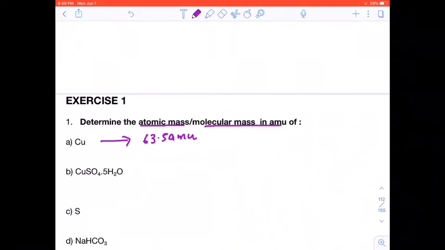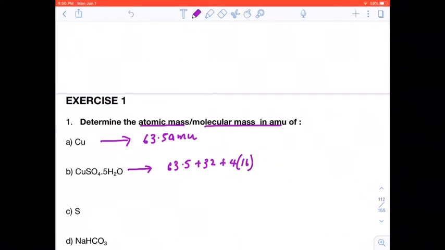What is the molecular mass of copper sulfate pentahydrate? If we look at this in a periodic table, we see that copper is 63.5. If we look at sulfur, we know sulfur is 32. If we look at oxygen, we know oxygen is 4 times 16. Correct?